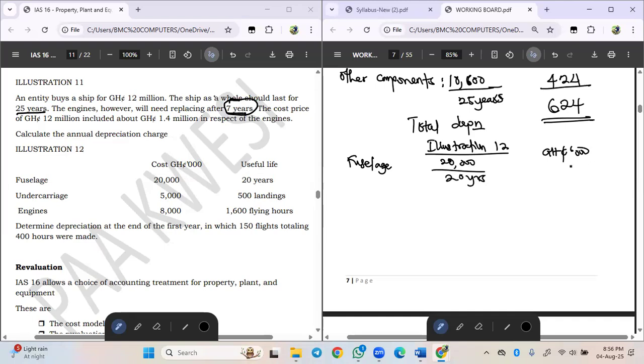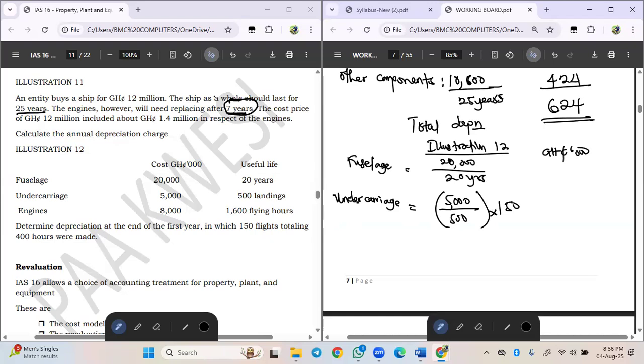So how do you determine this one? What's the amount? We have the undercarriage. And the undercarriage, the cost is here, divided by the number of landings, okay? That is what? 500 times 150 flights, okay? Times 150, okay?